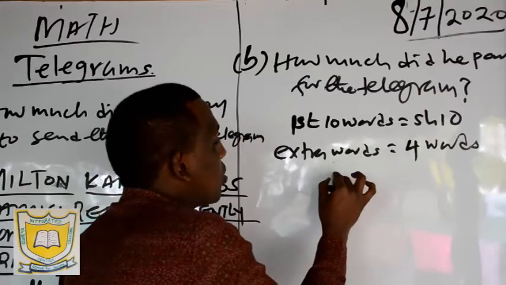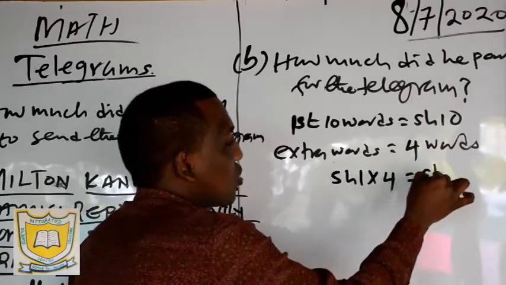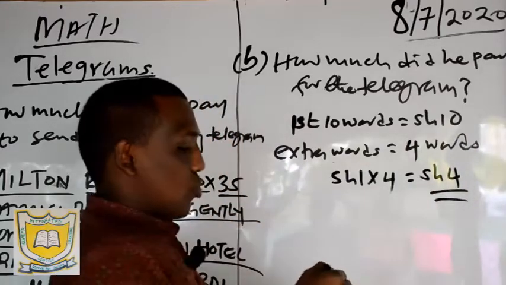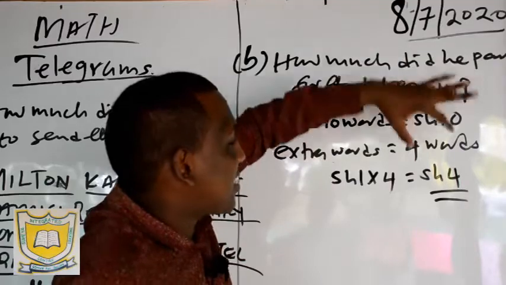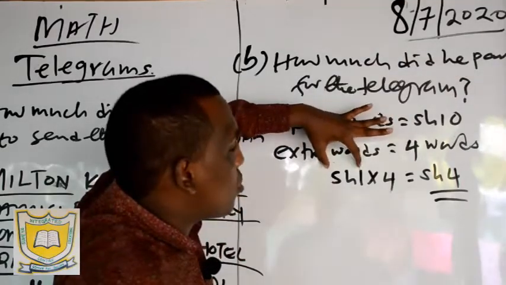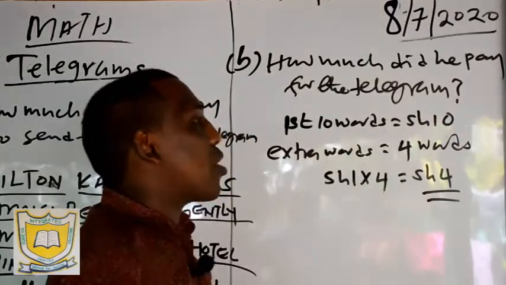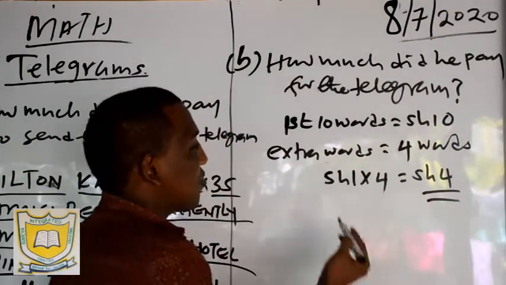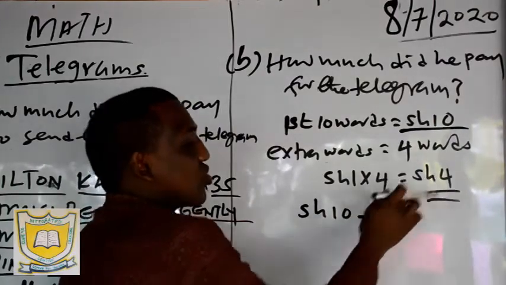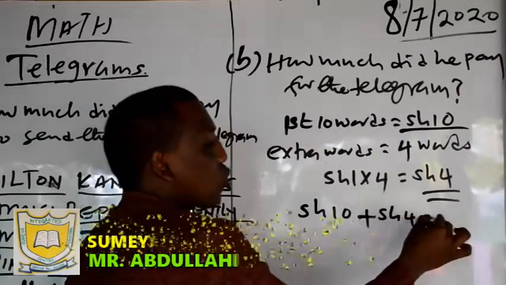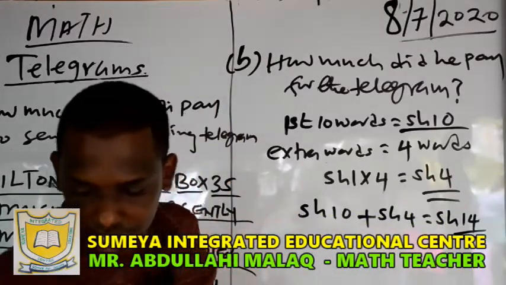So we say now shillings 1 times 4 extra words. That is now shillings 4. So the first 10 words, you are charged shillings 10. Each extra word, they told you, will pay shillings 1. There were 4 extra words. Each one is shillings 1, so shillings 4. What do we do now? We add the two amounts. The first 10 words, shillings 10, plus the extra words, shillings 4. The total amount is shillings 14.